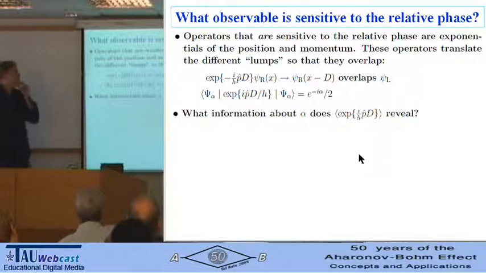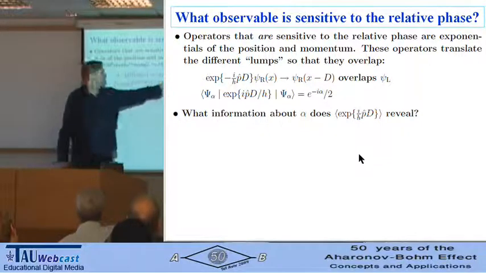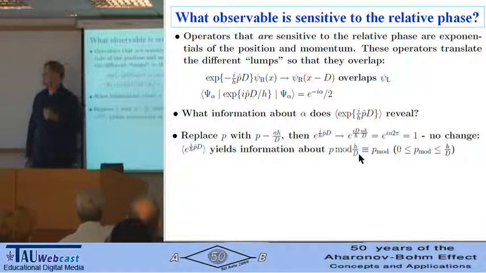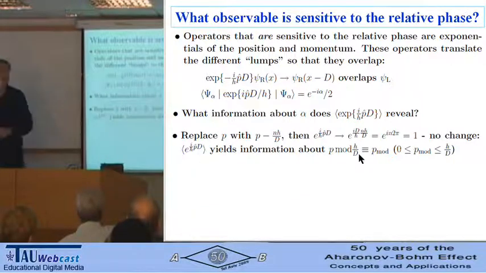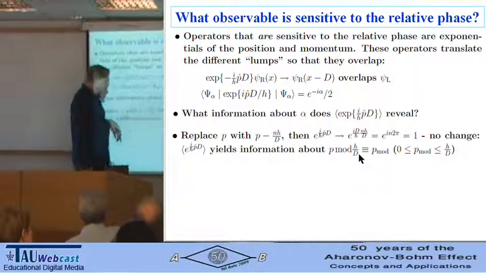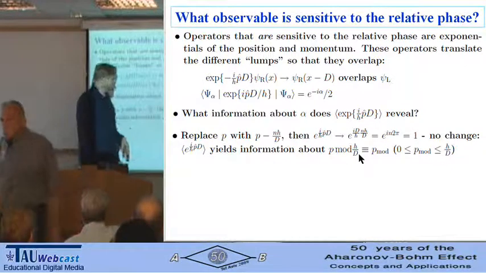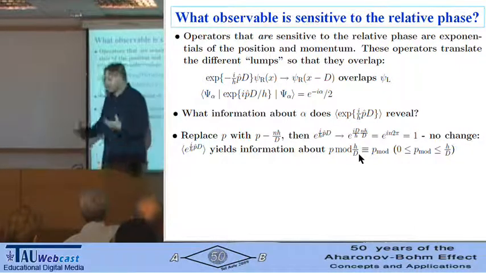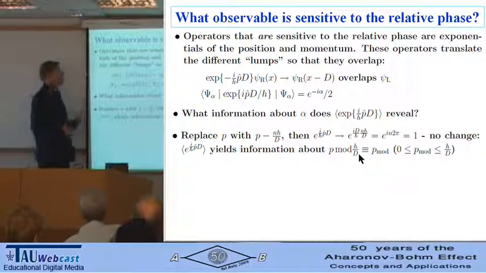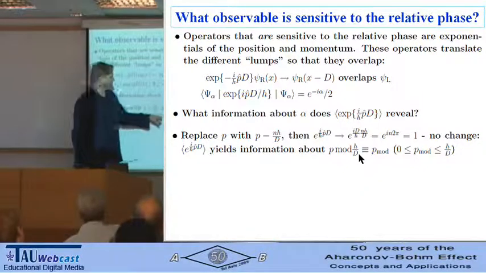What exactly does this tell us? What exactly does this expectation value tell us? Well, it tells us something about what's called modular variables, which Yakir introduced. So, everybody knows what a modular variable is. Any periodic function is really a function of these modular variables.